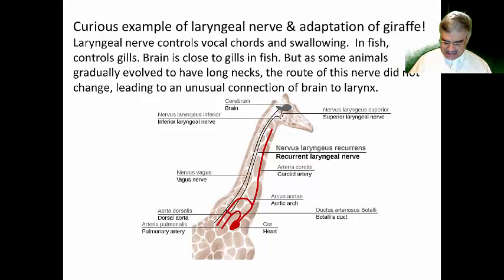Okay, now the next time we're going to talk a little bit more about the genetic basis for adaptation, leading to the concept of natural selection. So we'll see you in a while.